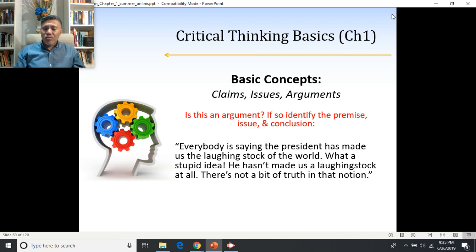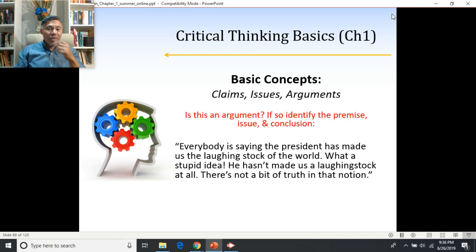So take a look at the passage one more time. Everybody is saying the president has made us the laughing stock of the world. What a stupid idea. He hasn't made us a laughing stock at all. There's not a bit of truth in that notion. Well, what is the main point here? It looks like the main point this person is saying is that it's not true that the president has made us the laughing stock of the world. Do they give us any reason to believe that? Well, they don't really, right? All they say is that it's stupid to believe that. So they don't really give us a reason.